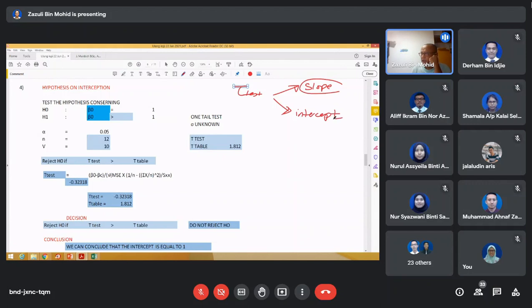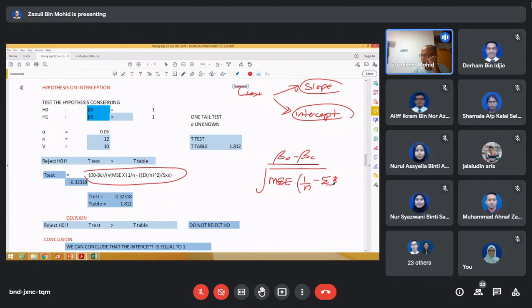Okay, the intercept formula is beta 0 minus beta C divided by the square root of MSE times 1 divided by n minus x divided by n, and divided by SXX, if I'm not mistaken.